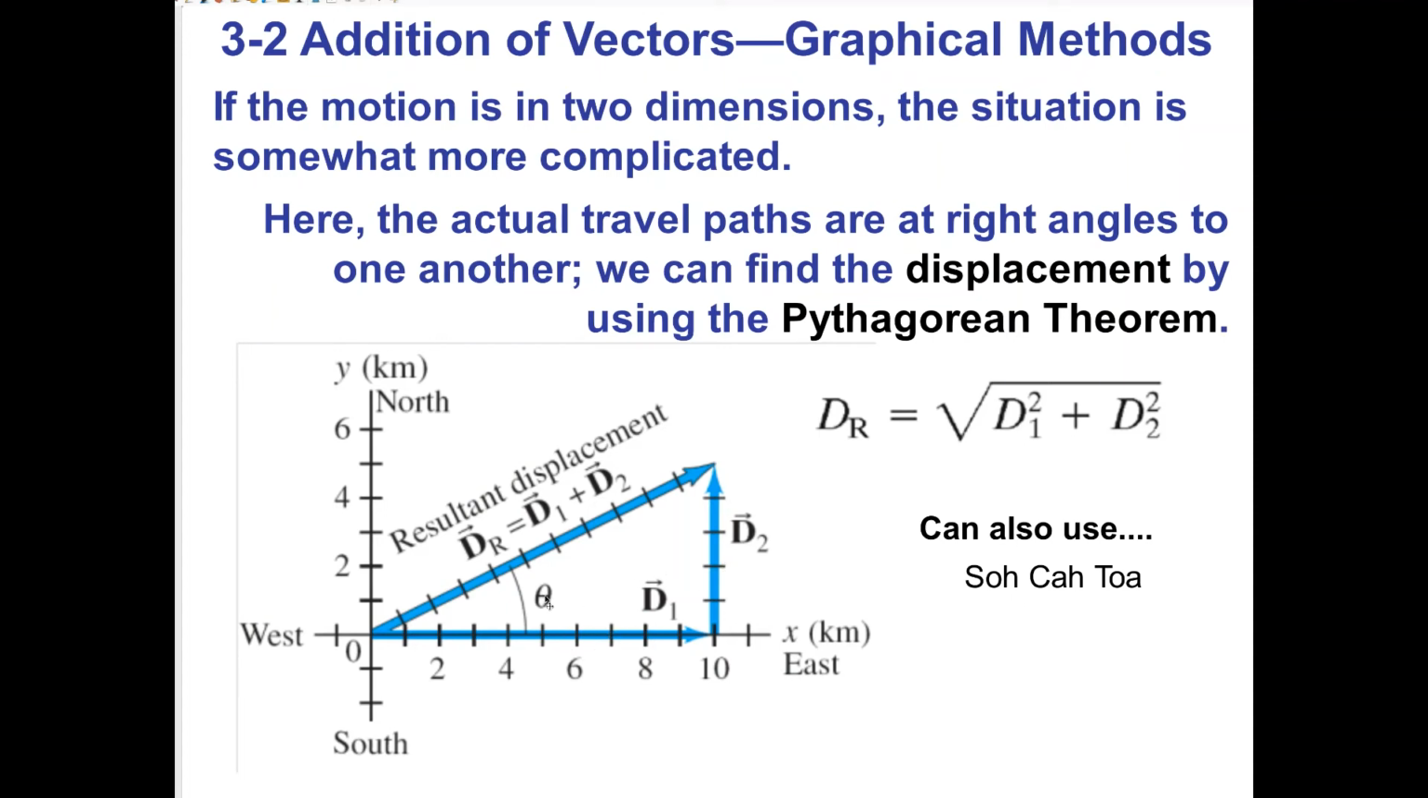So if I wanted to find the particular angle of that displacement, I would just use an inverse tangent function. Say that theta is equal to the inverse tangent of 5 kilometers divided by 10 kilometers, which would be about 27 degrees north of east.